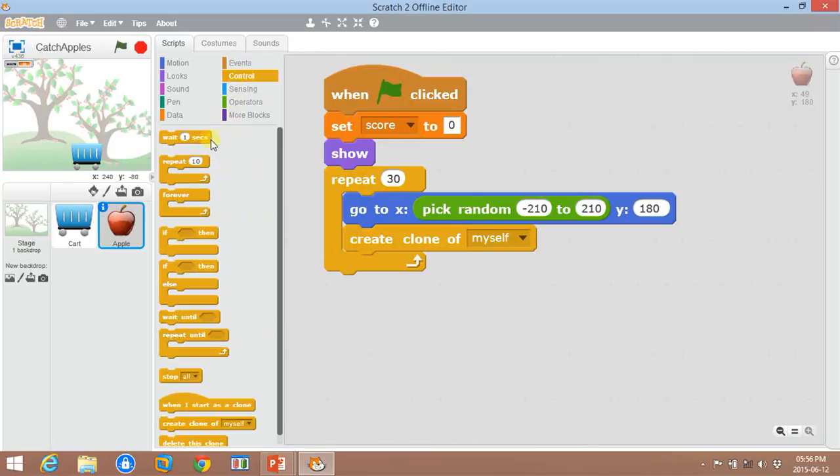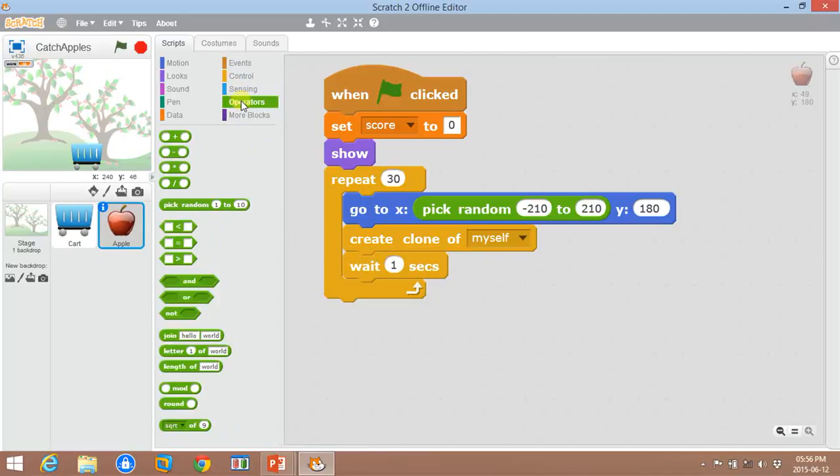Control block. We're going to get our wait block, and we're going to drag that under our create clone. Okay, and again, we are going to wait a random period, a random number of seconds. So pick random and drop that where the one is on your wait.